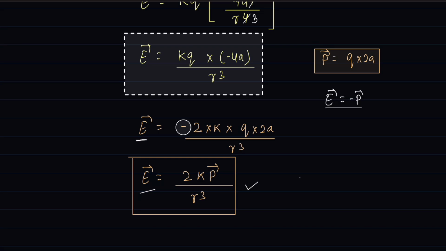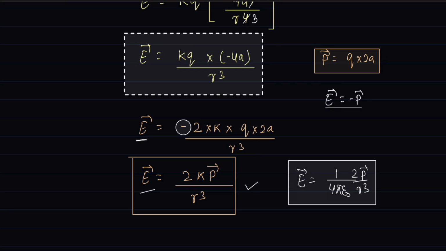It can also be written as 1 by 4 pi epsilon naught times 2p by r cube. Both are the same, only the k value is changed to 1 by 4 pi epsilon naught.